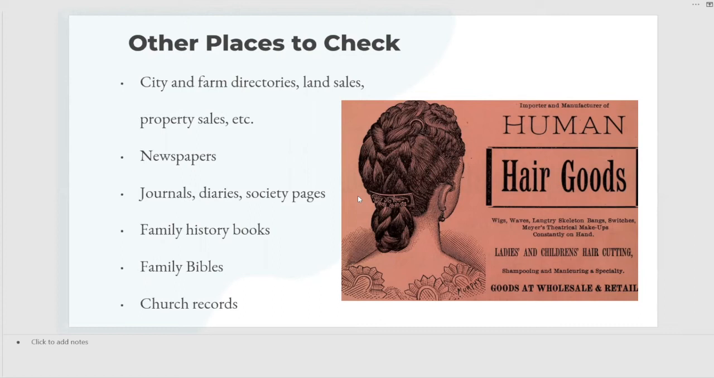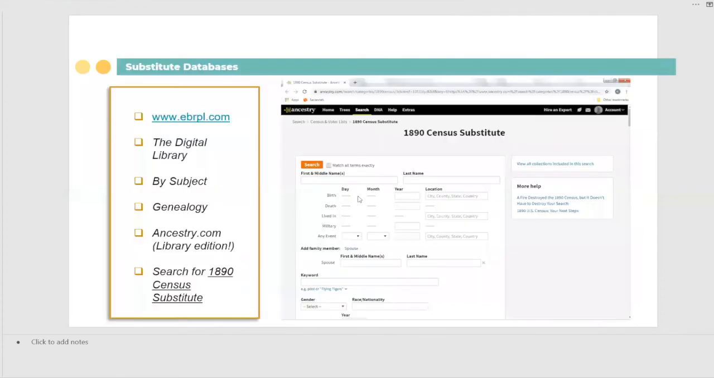Newspapers, journals, diaries, and society pages, family history books, family Bibles, church records. We have the Father Hebert collection over there that can provide some really nice filling in for that kind of a gap. And there are lots of ways that you can kind of work around it. You just have to think outside the box and get a little creative.